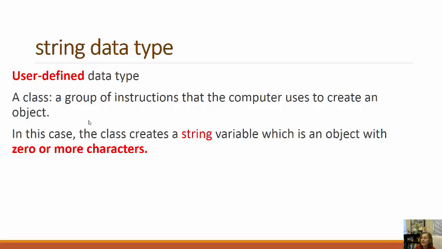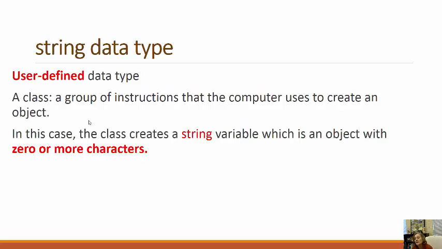String is a user-defined data type. It was not built into C++. It's not a fundamental data type. It's user-defined, meaning it's a group of instructions that the computer uses to create an object. And in this case, the class creates a string variable, which is an object with 0 or more characters.